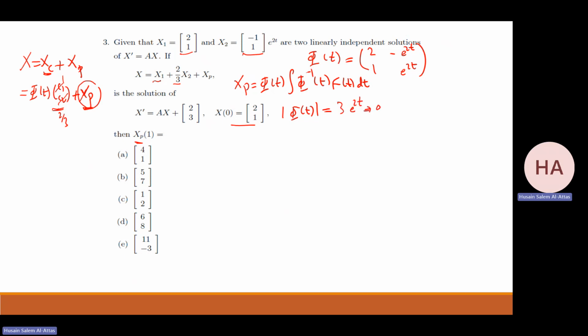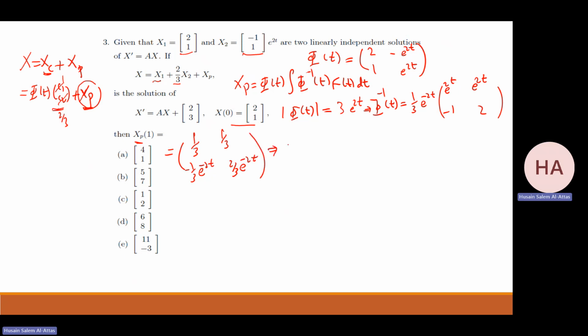So what is Φ inverse of t? That will be 1 over 3e^(-2t) times what? This is swap them. You multiply by minus, this is e^t, this is minus 1. So that will be what? 1 over 3 e to the power minus t minus 2t times e to the power 2t, that is 0. e to the power 0, which is 1. This is 1 over 3 also. This is minus 1 over 3 e^(-2t). This is 2 over 3 e^(-2t).